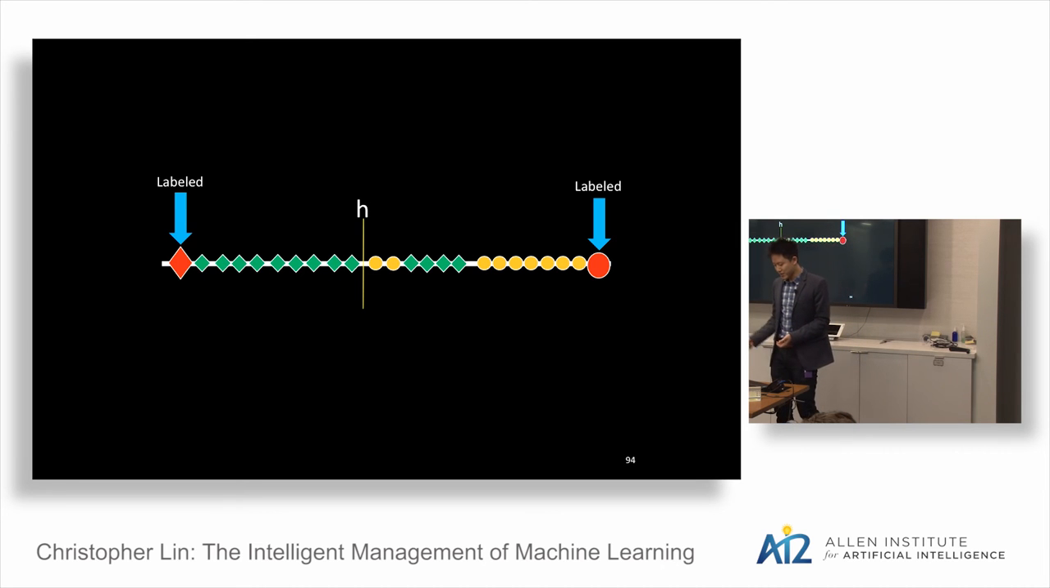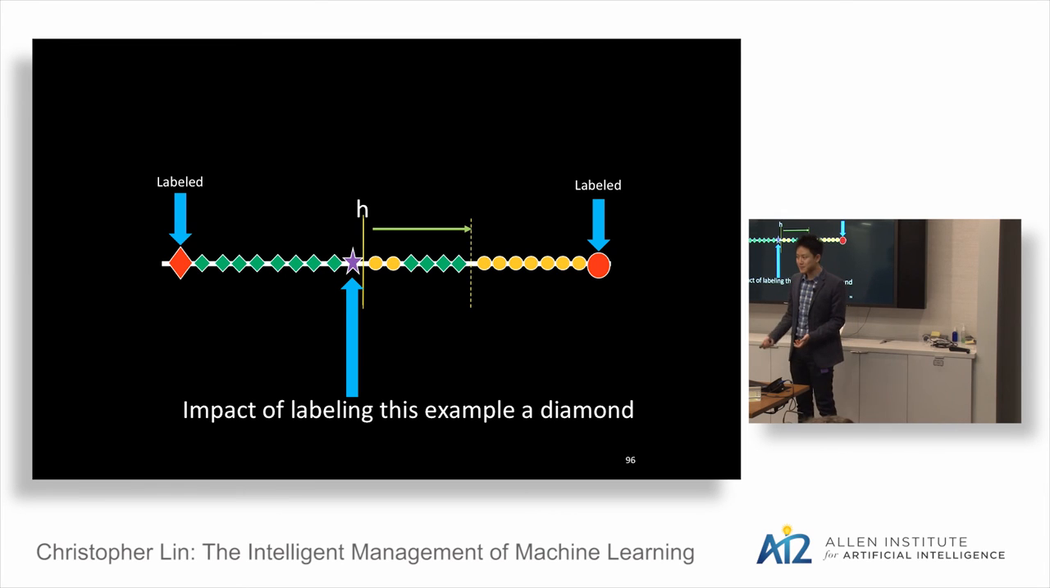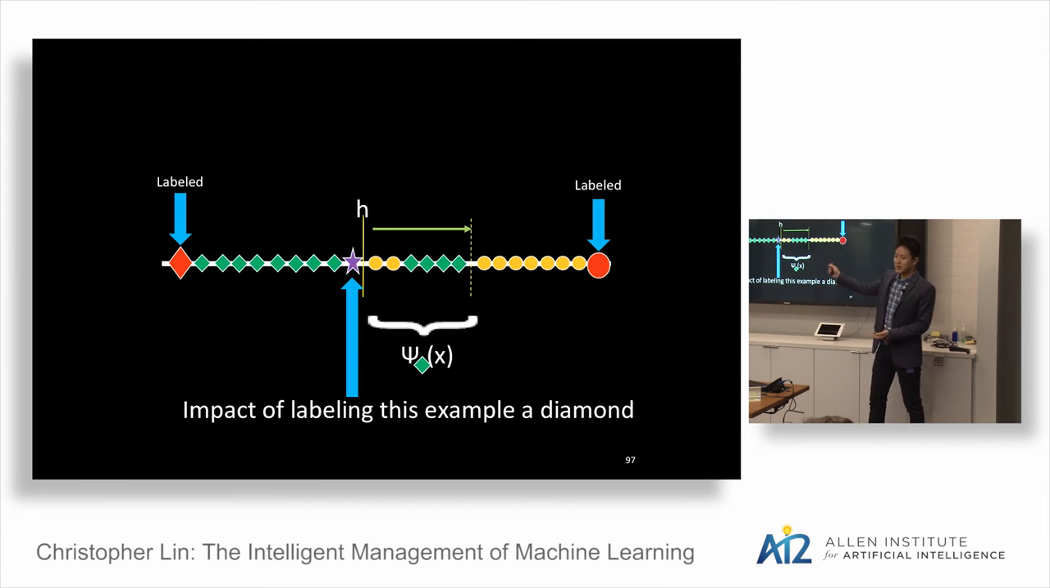How does impact sampling work? Suppose we're going to try to compute the expected impact of labeling this example. So what is the expected impact of labeling this example? Well, the expected impact is going to be the impact of labeling this example a diamond. So what happens if you label this example a diamond? Your hypothesis is going to move over six examples, and six predictions are going to flip. So we'll just say that the impact here is six.